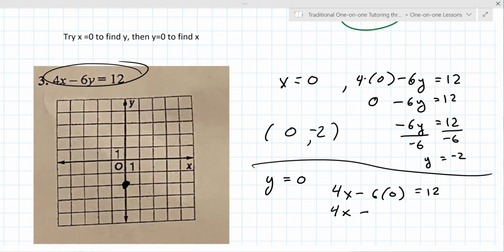4x minus 6 times 0 equals 12. What is 6 times 0? 0. Good, that drops down. So when you subtract 0, it goes away. So it's just 4x equals 12.